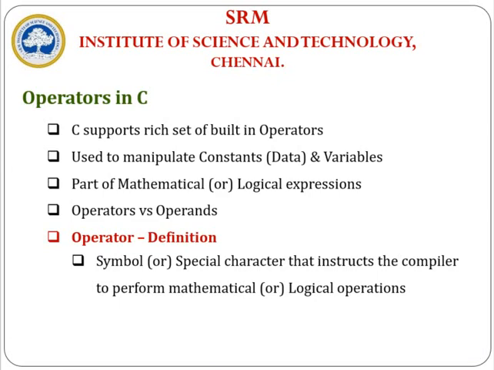So what does an operator mean? It's nothing but just a manipulation for the constants and variables. Operators are nothing but symbols, as we are already aware. The operators are special characters that instruct the compiler to perform mathematical or logical operations. So this is the basic concept of operators.